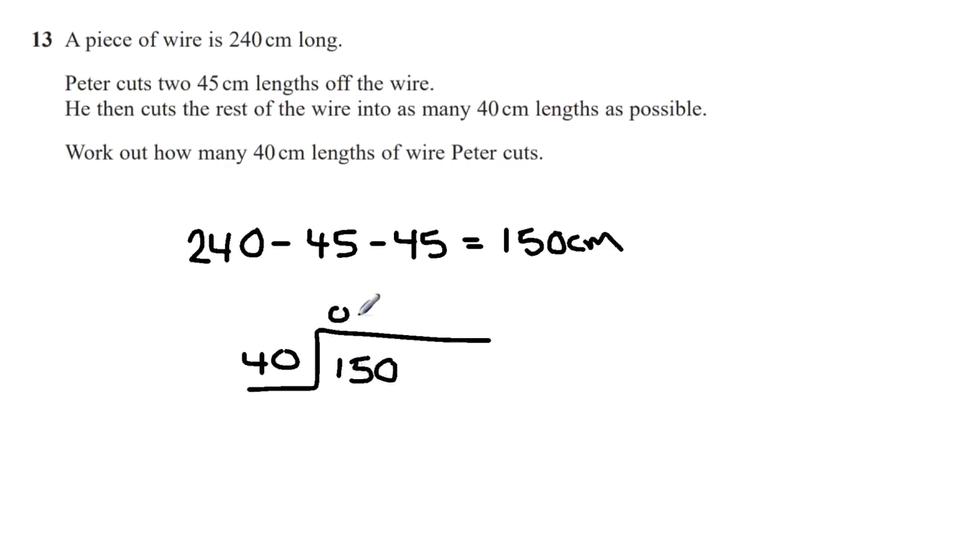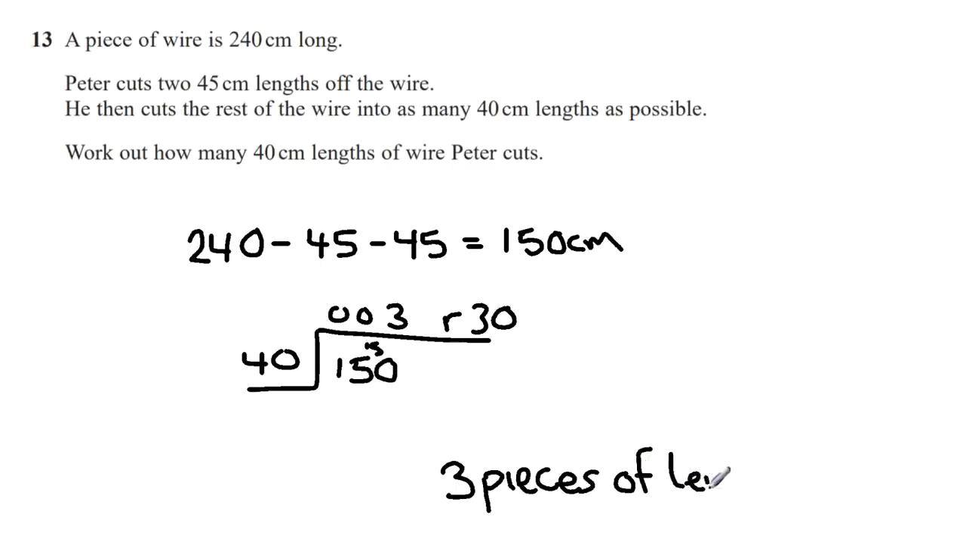Okay, so how many times does 40 go into 150? 3 times, remainder 30. So Peter has 3 pieces that have the length of 40 centimeters. So that's the final answer.